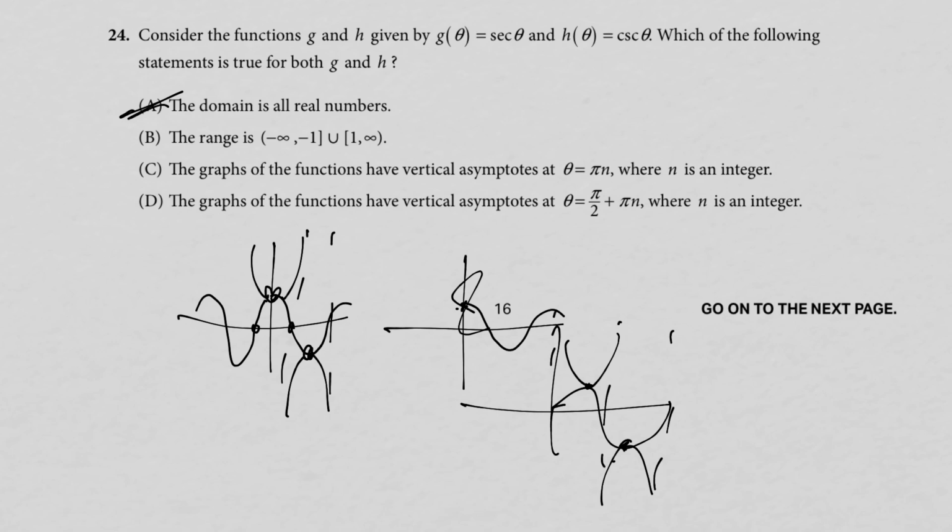So the range, yes, both of them have this in common. The y values are either above 1 or below negative 1, and that's true for both of them. They have different asymptotes, so nothing about the asymptotes is true for both simultaneously. They're true for one or the other.